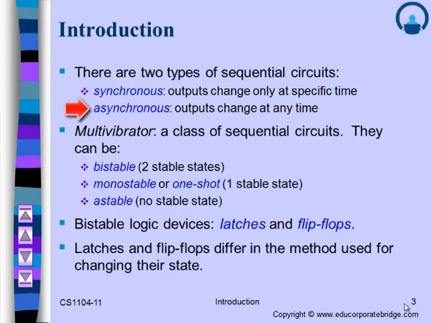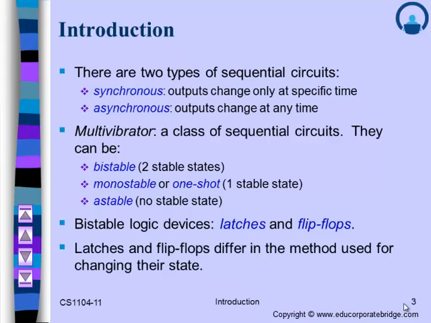Now what are synchronous sequential circuits? Synchronous sequential circuits are those circuits whose outputs change only at a specific time. That is, synchronous sequential circuits have one clock for all the circuits and they change simultaneously with the change of the clock. That is why they are called synchronous. This means they are in sync with each other. That is, one circuit changes with the other circuit with the equal trigger of the clock pulses. In synchronous sequential circuits, clock pulses are included.